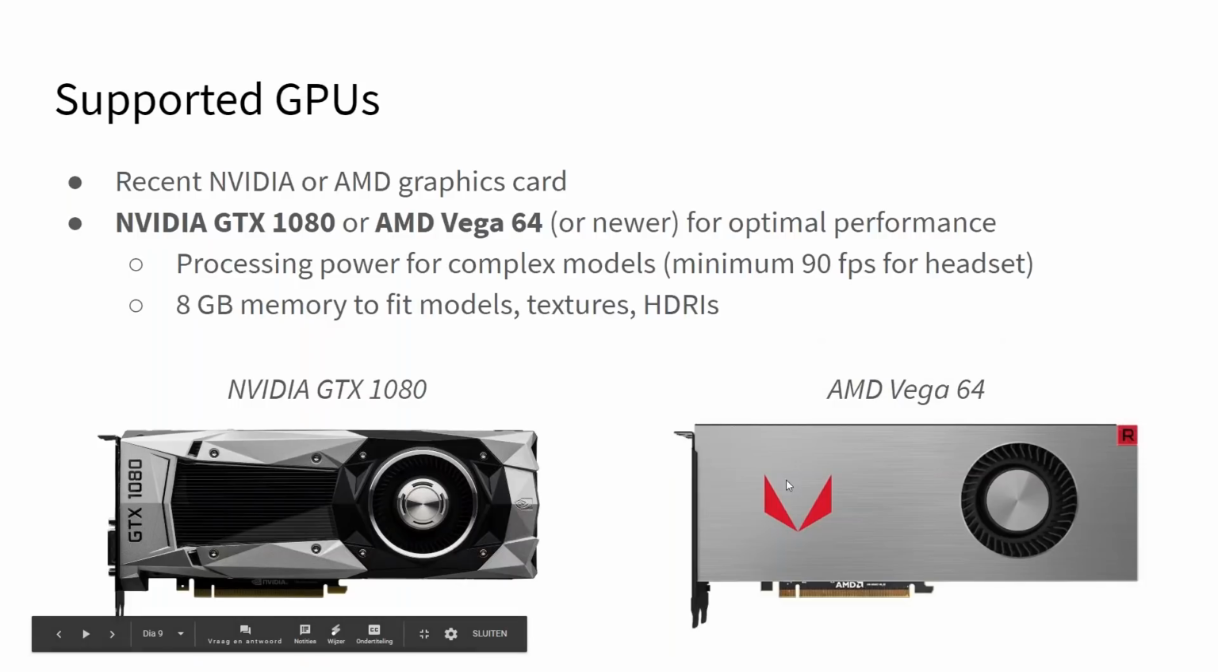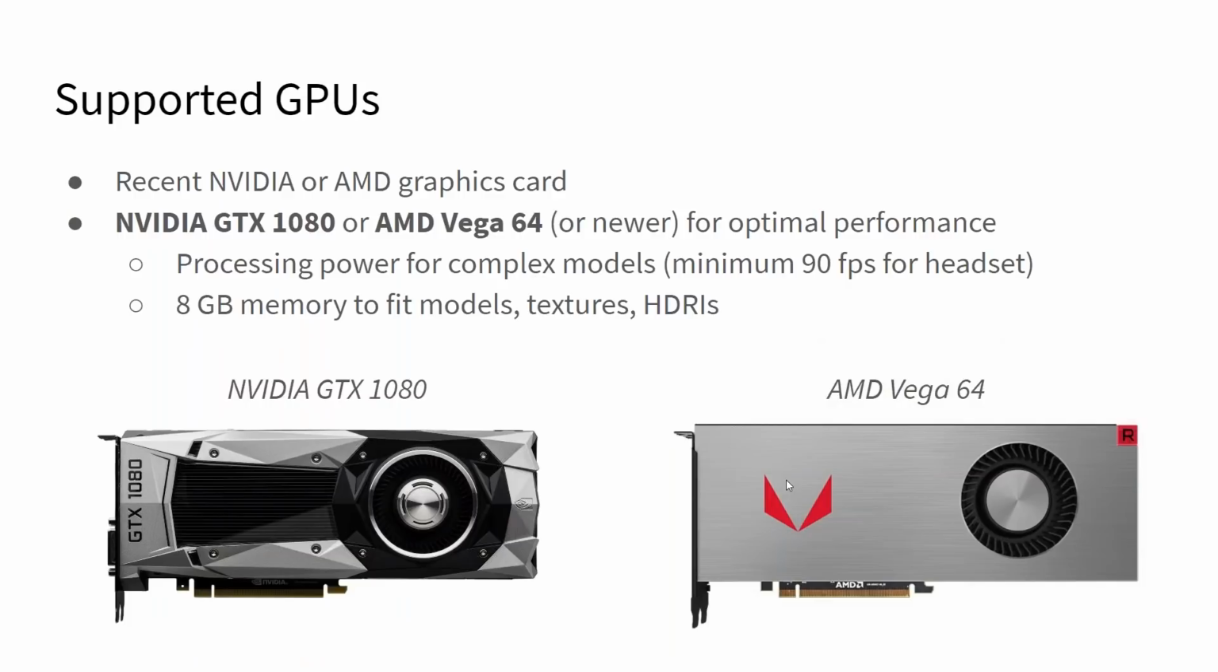Supported GPU. To get the best possible experience, you obviously need a good headset, good controllers with decent tracking, but maybe more importantly, you need a good GPU, because that's basically the thing that's going to drive the whole experience, that's going to make sure that all the frames are fed smoothly to the headset. So basically, a recent NVIDIA or AMD graphics card will do. But we, as a result of testing, have determined that an NVIDIA GTX 1080 or an AMD Vega 64 card is basically the baseline for the optimal performance. Of course, there are now new cards available, like the NVIDIA RTX generation, and those will obviously be better still.